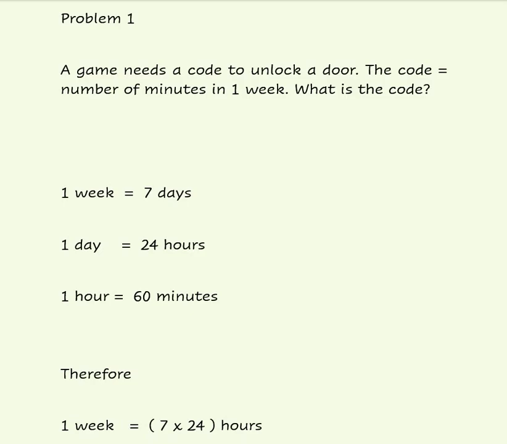We are going to solve two more word problems today. Let us start with the first problem. Problem number 1. A game needs a code to unlock a door. The code equals the number of minutes in 1 week.